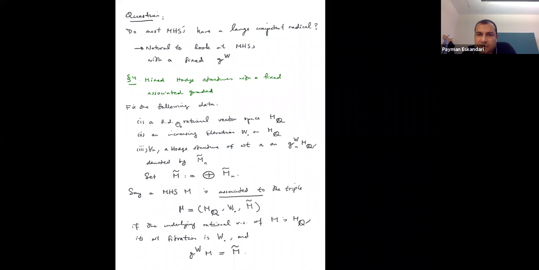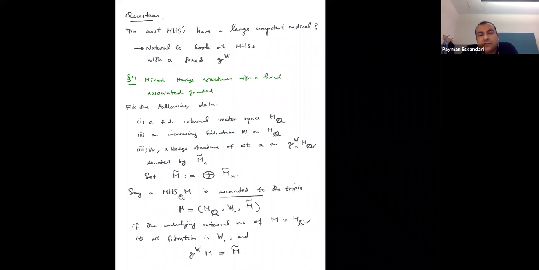All right, so we fix an underlying rational vector space, M_Q, and an increasing filtration W on it. And for each n, fix a Hodge structure of weight n on the associated gradient. Let's call that m tilde n, and take the direct sum of all these m tilde n's, call that m tilde. So this is a Hodge structure on the associated gradient of M, and on the nth degree piece, it's going to have weight n exactly.